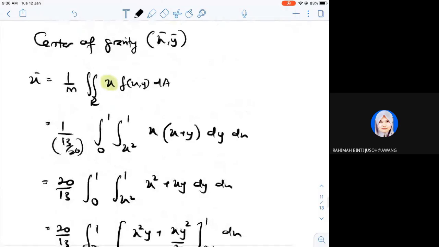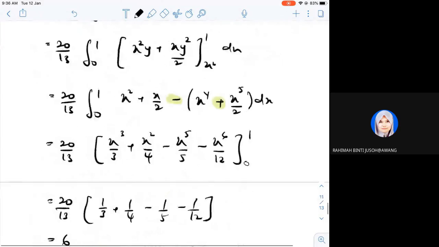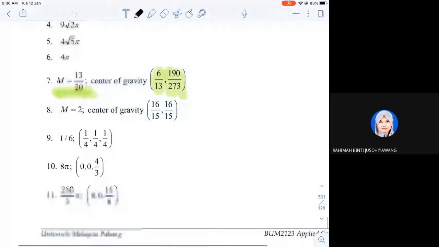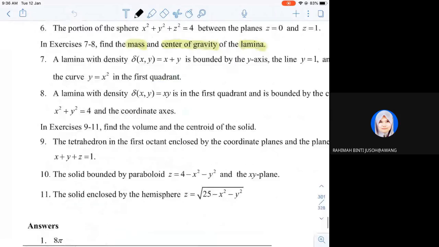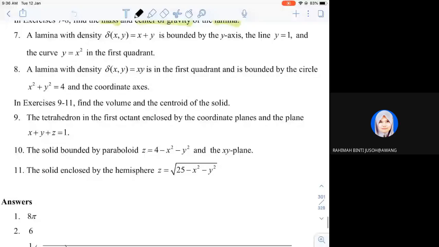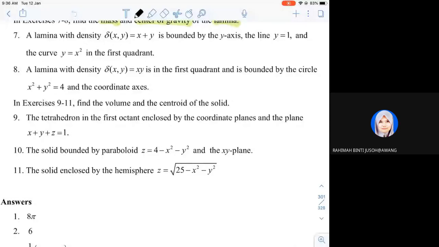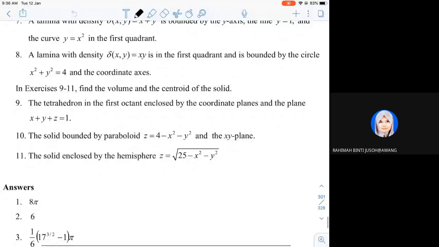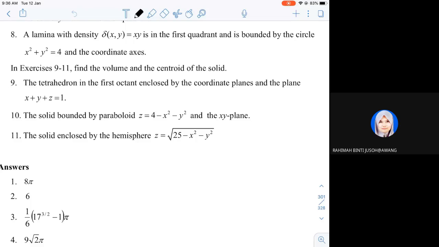Okay, next we go to the centroid. Are there any centroid questions? Okay. Tetrahedron: find the volume and centroid of the solid.